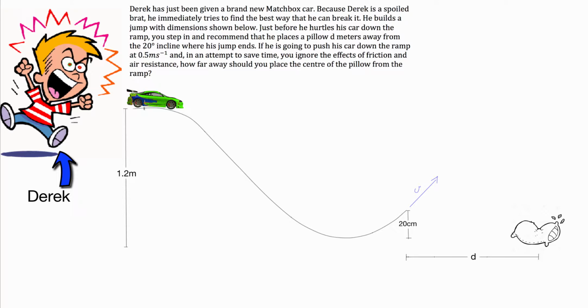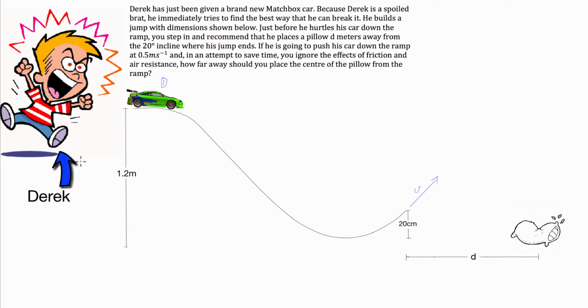The way we're going to find this V is using the law of conservation of energy, which states that energy cannot be created or destroyed. It can only change its form. In this case, because we haven't got friction or air resistance, the change in form is simply going to be between potential and kinetic energy. So to start this question, we have to work out what his total energy is at the top of the ramp when he pushes the car.